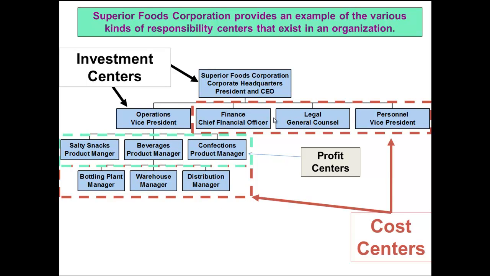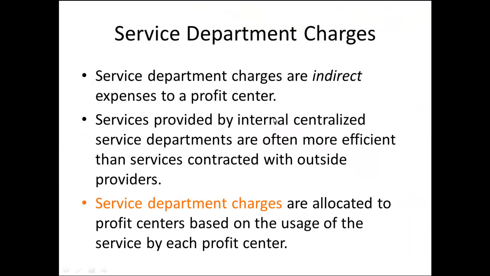Feel free to pause the screen here if you'd like. Service department charges are indirect expenses to a profit center. So it says that services are provided by internal centralized service departments that are often more efficient than services contracted with the outside providers. Service department charges are allocated to the profit centers based on the usage of the service by each profit center. So the idea here is that if one profit center uses more of the service than another one, that they should shoulder more of the expense. And that makes sense, doesn't it?